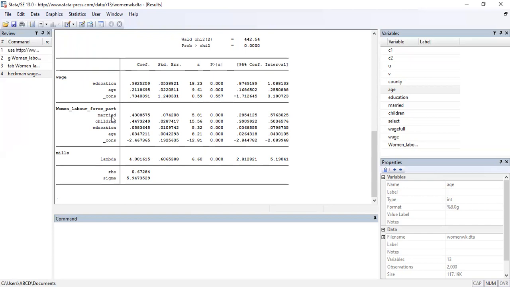So now the question is that rho is positive, and there is a positive correlation between the two error terms, and lambda is also positive and significant at the 1% level. This means the Heckman selection model is good to analyze.